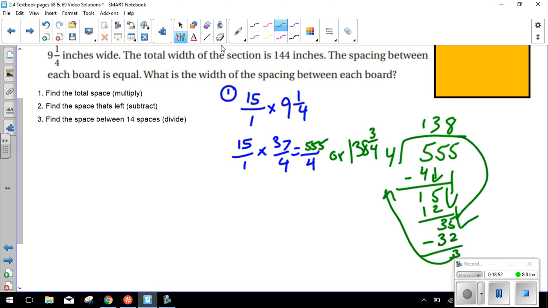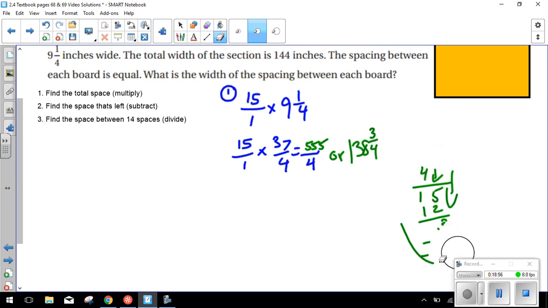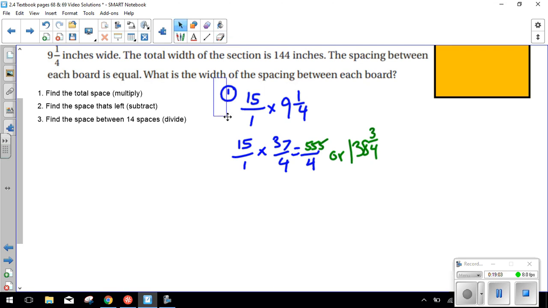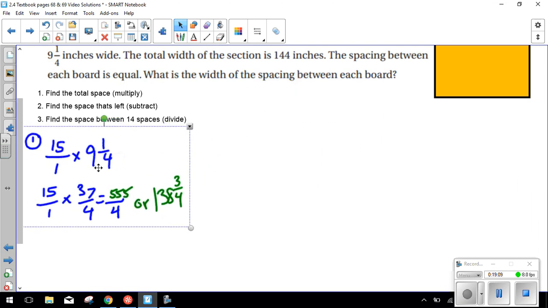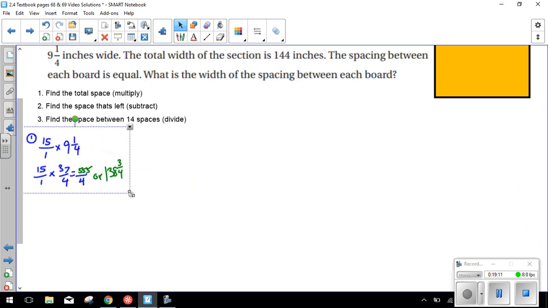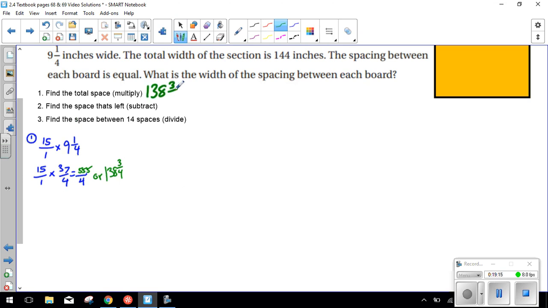Again, I'm going to erase this just to clean up the screen for you. Please don't erase your work. So that was all of step 1. I'm going to take step 1, group it, shove it over here and shrink it down a little bit. And over here, I'm going to write 138 and 3/4.